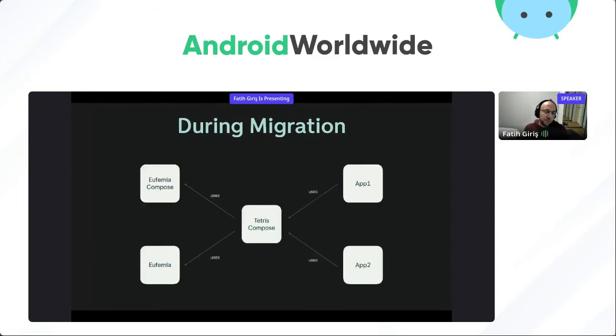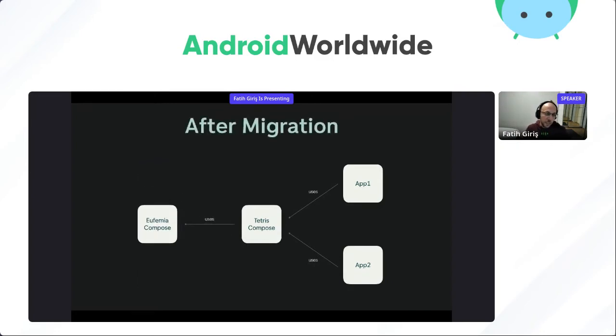And during the migration, we said our process is going to be looking like this. Our apps are using the Tetris Compose library, which is actually using both the Euphemia Compose and the legacy Android View Euphemia library. So if there is something that is not ready, it's picking from the legacy Android View Euphemia library. Or if it's something ready from the Euphemia Compose library, then it's just using the Euphemia Compose library. And after migration, we are planning to have something like this: our apps are just using the Tetris Compose library, and the Tetris Compose library just uses the Euphemia Compose library.